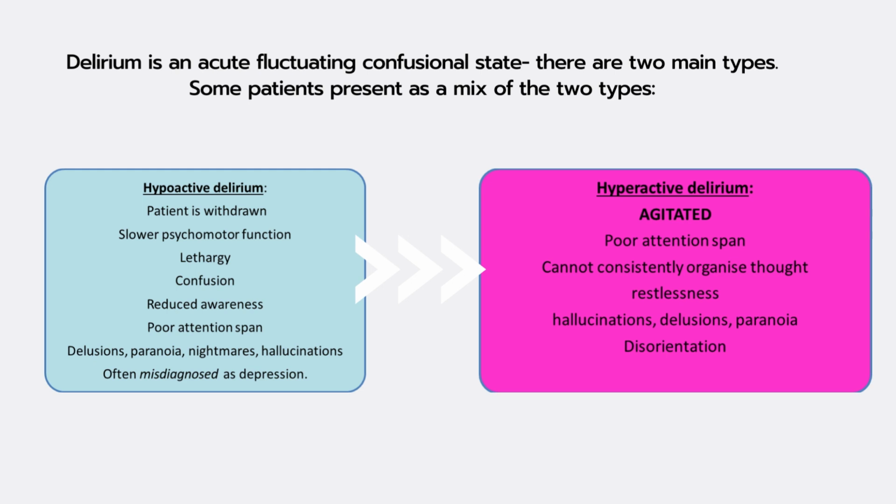The other type that's easier to spot is hyperactive delirium, or the agitated type. Again, the patient struggles to pay attention and can't consistently organize their thoughts, so are likely to be nonverbal. But if they are verbal, they're likely to be confusing in what they're saying, perhaps shouting out, pulling at lines, being restless, hard to settle. And again, they will be experiencing hallucinations, delusions, and potential fearful paranoia. Both patients are disorientated.